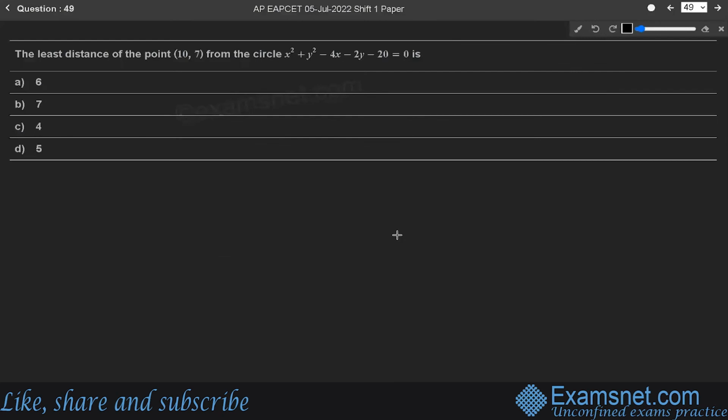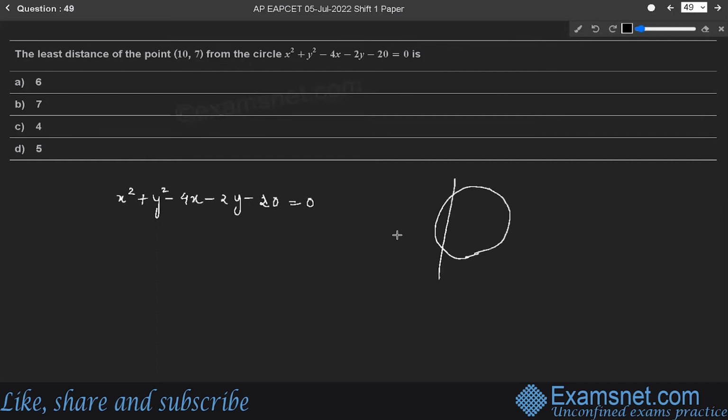Next question is: the least distance of the point (10, 7) from the circle x square plus y square minus 4x minus 2y minus 20 is equal to 0 is. We have to find the least distance of the given point. Consider this as the given circle here. According to the question, there is a line.